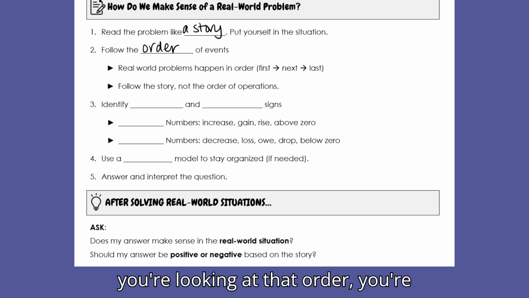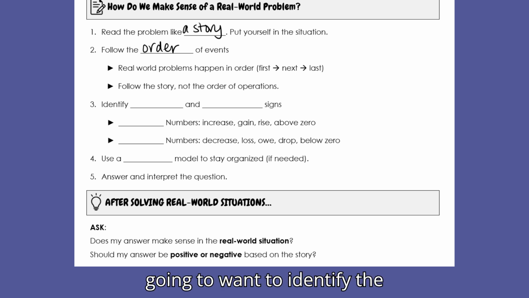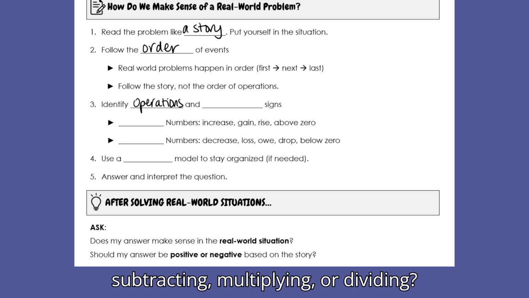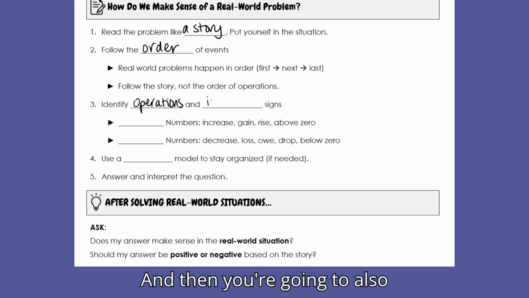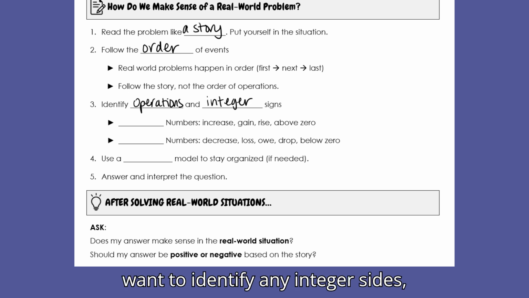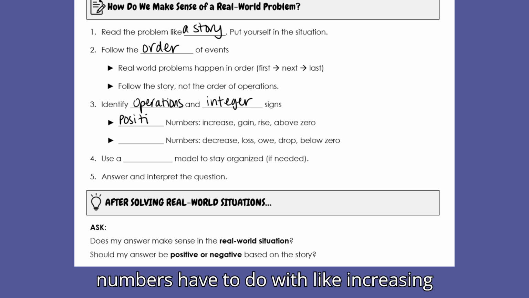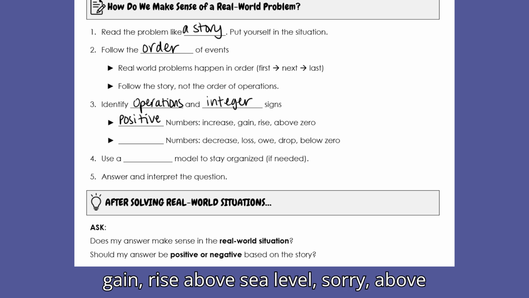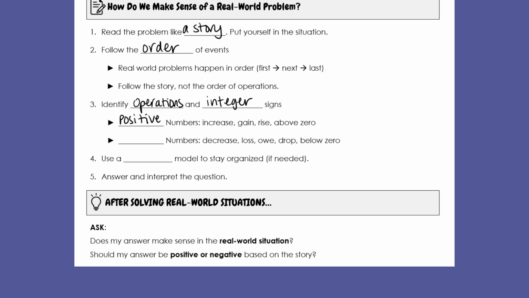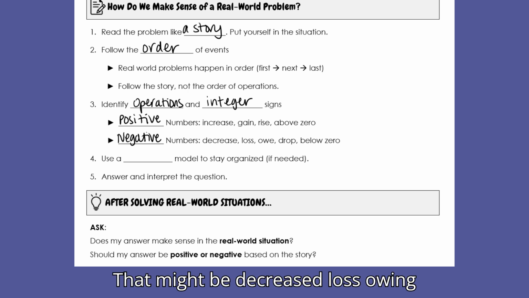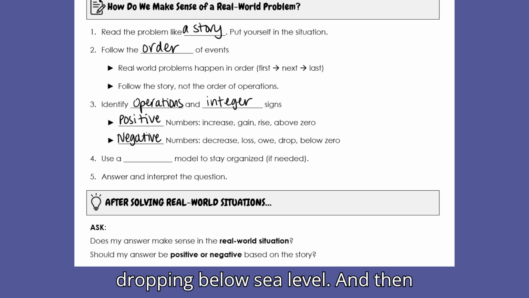When you're looking at that order, you're going to want to identify the operations, like are you adding, subtracting, multiplying, or dividing? And then you're going to also want to identify any integer signs, meaning positive numbers have to do with increasing, gain, rise, above sea level, above zero. And then you have your negative numbers that might be decreased, lost, owing, dropping below sea level.